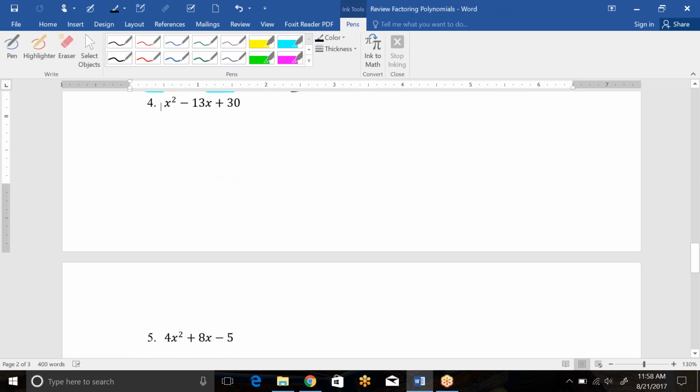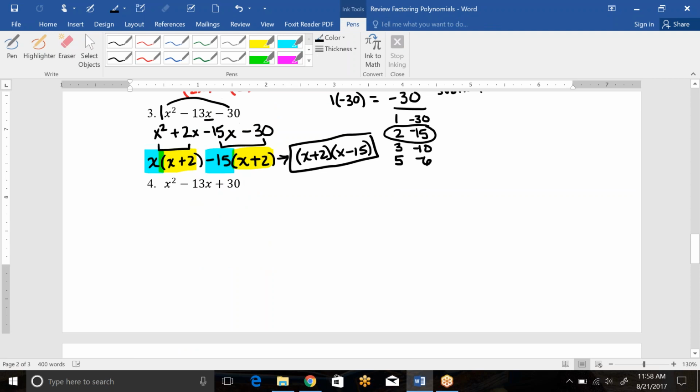So let's look at number 4. I did the same exact problem, except I changed this to a plus sign in front of the 30. So when I go to do A times C, it's 1 times 30, so it's 30.